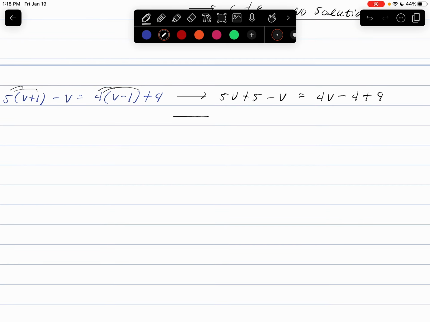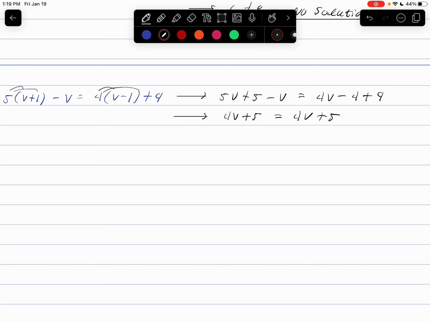So next, we're going to combine all of our like terms. So we have 5v, and then we have negative v here. So this is going to give us 4v plus 5. And that's going to be equal to 4v. And then we have negative 4 plus 9. That's 5. So 4v plus 5. Well, maybe you see where this is going. Here we have 4v plus 5 is equal to 4v plus 5.